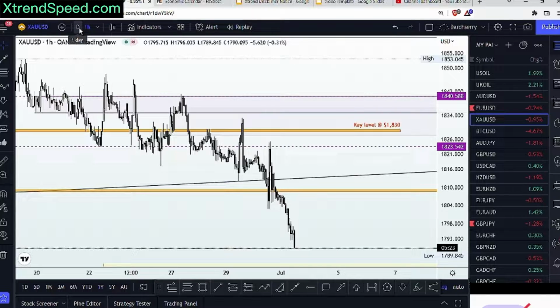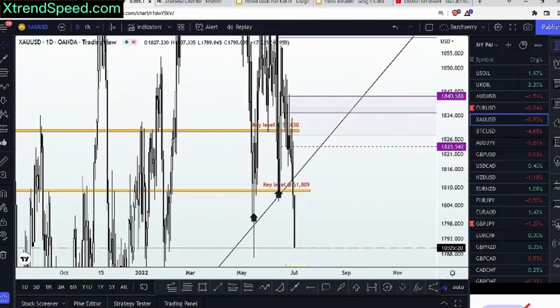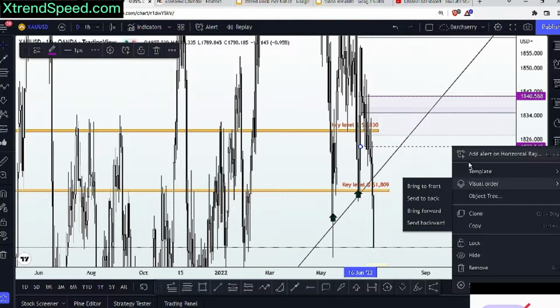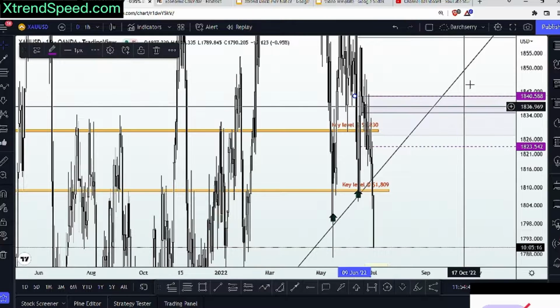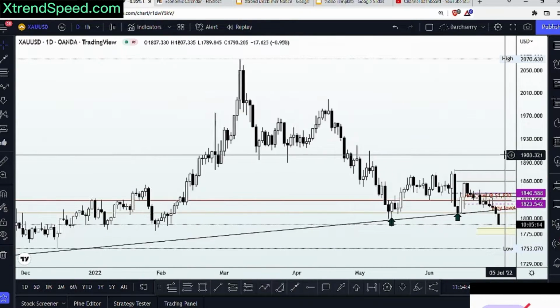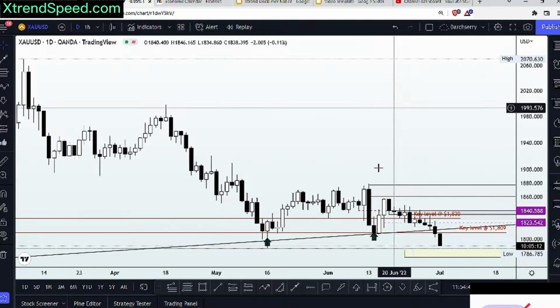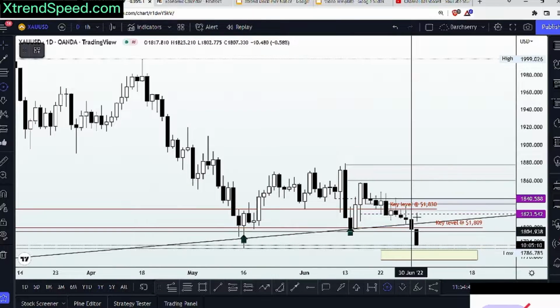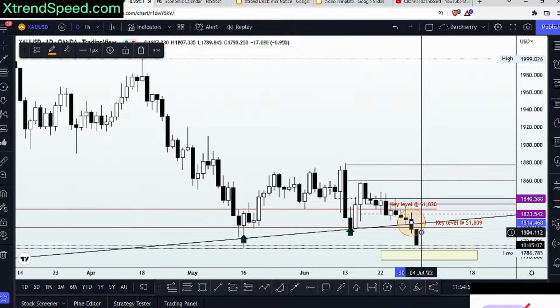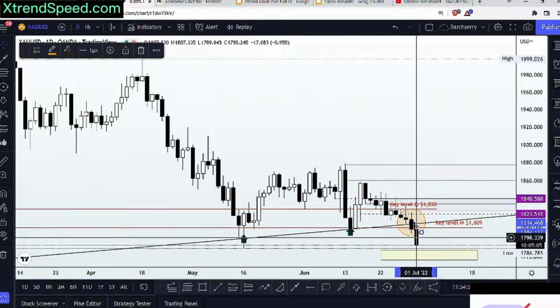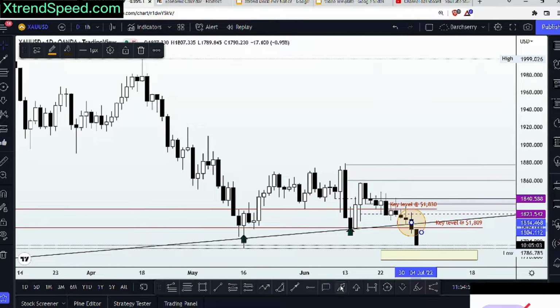Let me go back to the daily time frame and show you what I'm talking about. So this is what we had yesterday. I think we shared this yesterday, and we saw price was around that bullish trend line here. This had not happened yesterday. We saw price around this here.